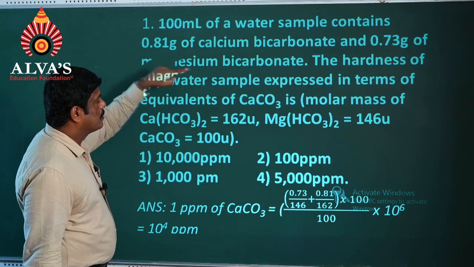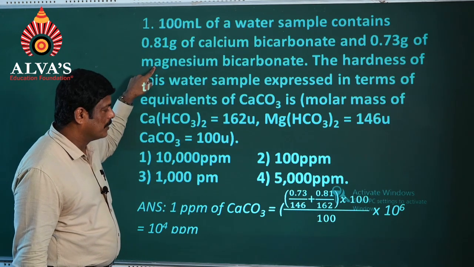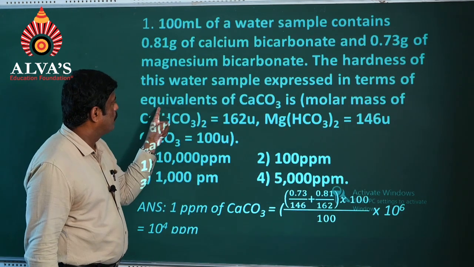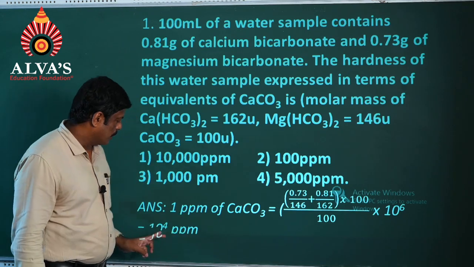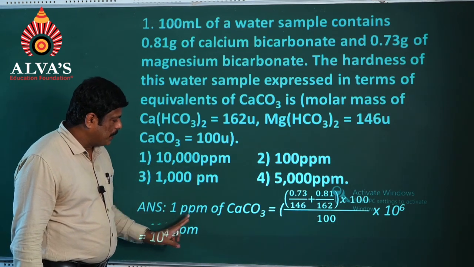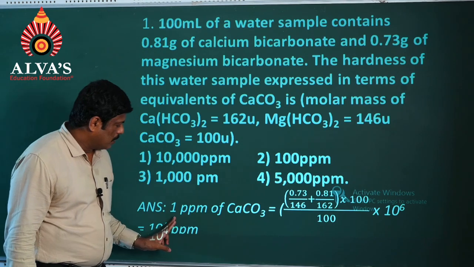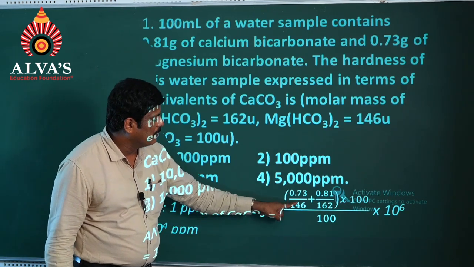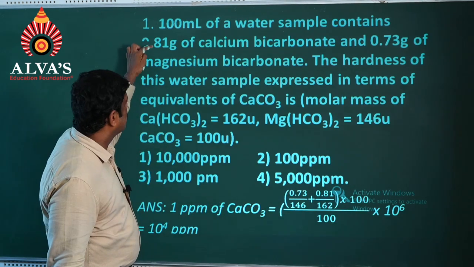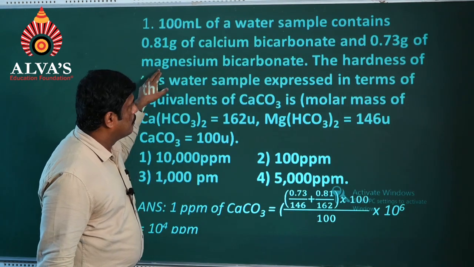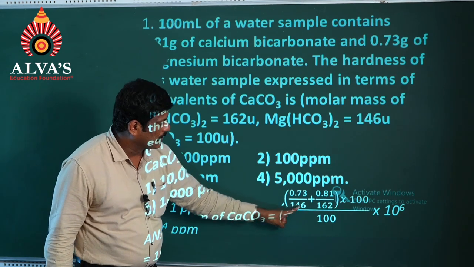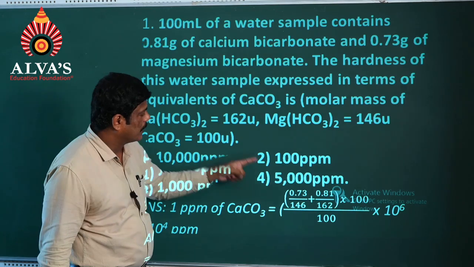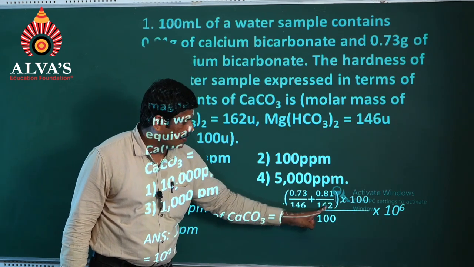and 0.73 gram of magnesium bicarbonate is present. So we have to express these two values with reference to the equivalent mass of calcium carbonate. Now when we come to the ppm of calcium carbonate, parts per million, it is equal to 0.73 by 146, meaning 0.73 is the mass of magnesium bicarbonate and its molecular mass is 146, plus 0.81 gram, the mass of calcium bicarbonate, divided by 162 molecular mass, into 100.